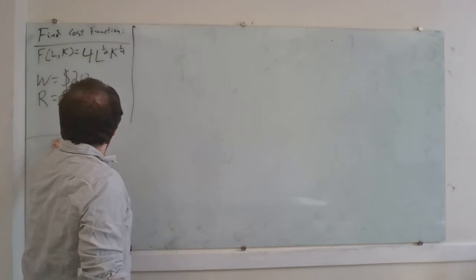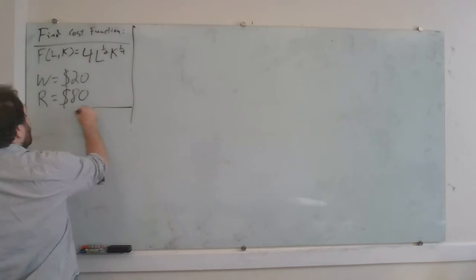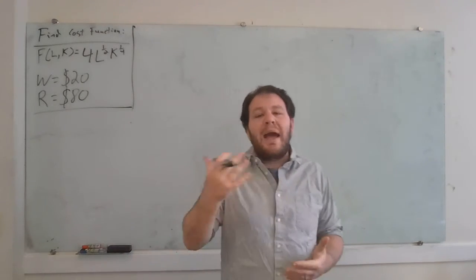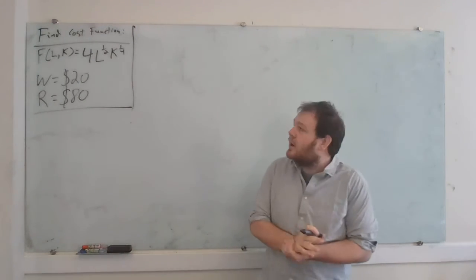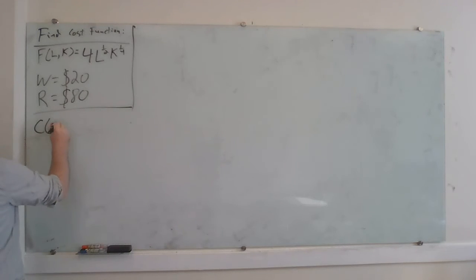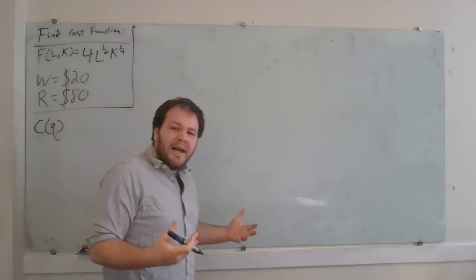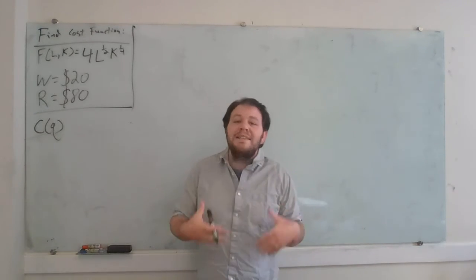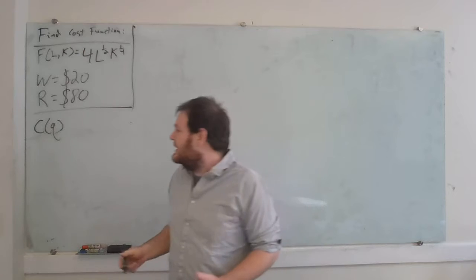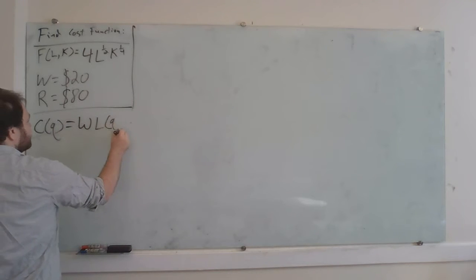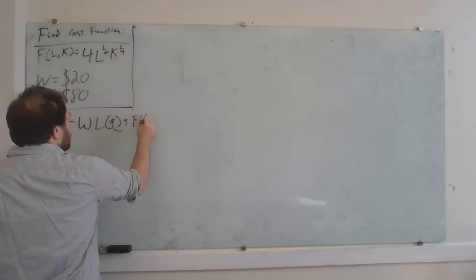So the first thing I want to do is just make sure that we understand what that means, right? What it is we're aiming for, so we can think through what we have to do to get there. So what is our cost function? Well, a cost function is going to be some C of Q. It's going to tell you the amount of money it costs to produce Q units of output. And this is just going to be the cost of all the inputs that you use to produce Q units of output. Right, so this is going to be W times L of Q plus R times K of Q.